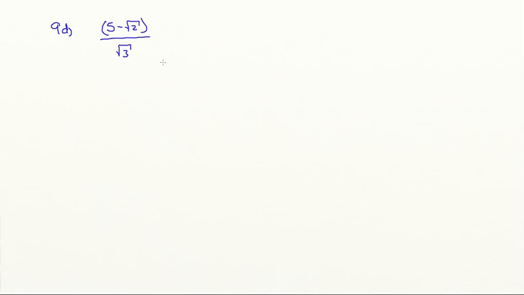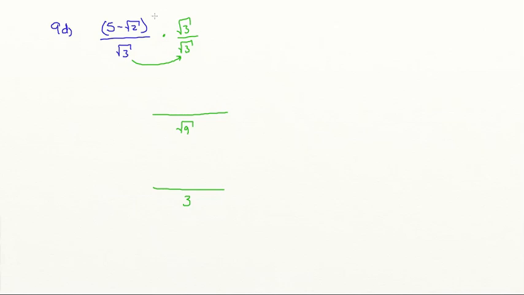Question 9. Rationalize the denominator. Write the quotient in lowest terms. Assume all variables are positive. D. 5 minus root 2 divided by root 3. Okay, so we're going to rationalize the denominator. So times top and bottom by root 3. So root 3 over root 3. I'm going to do the bottom first just to double check to make sure it works. So root 3 times root 3 is the square root of 9. And the square root of 9 is 3.